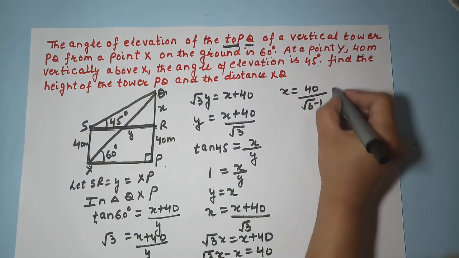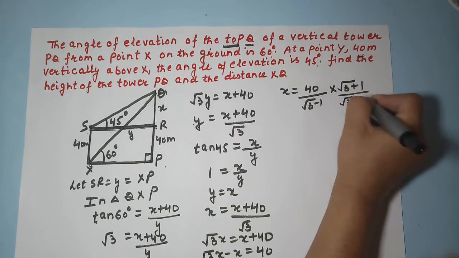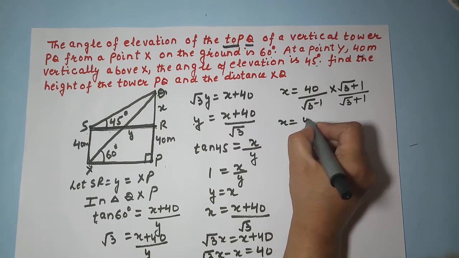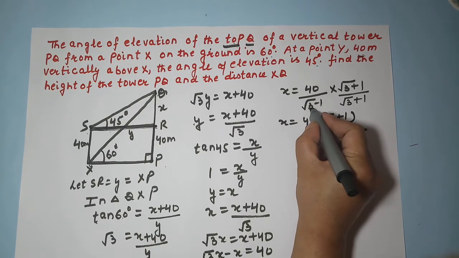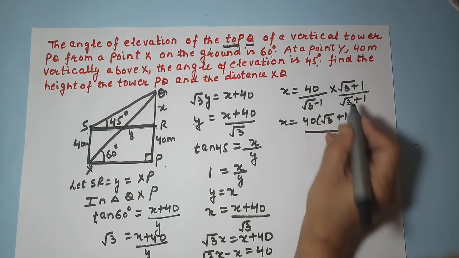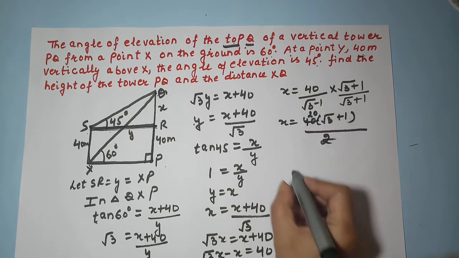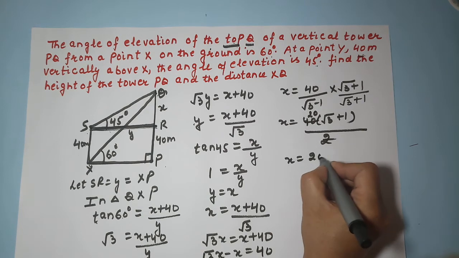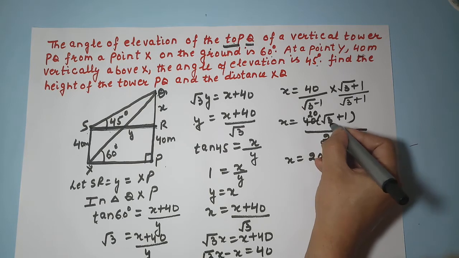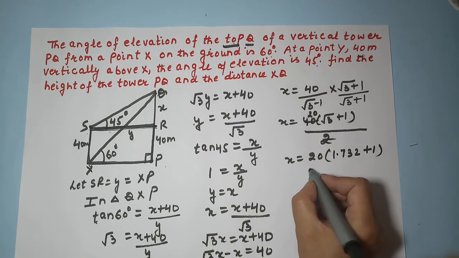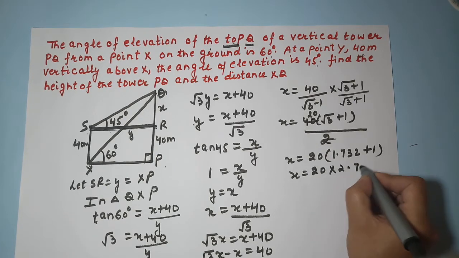Now I know what to do. I have to rationalize this. So this will become root 3 plus 1 upon root 3 plus 1. So X will be 40 into root 3 plus 1 divided by root 3 squared, which is 3, minus 1. That means 3 minus 1, which is 2. So 2 20s are 40, so I got X as 20 into 1.732 plus 1, by replacing the value of root 3 as this. So this gives me X equal to 20 into 2.732.